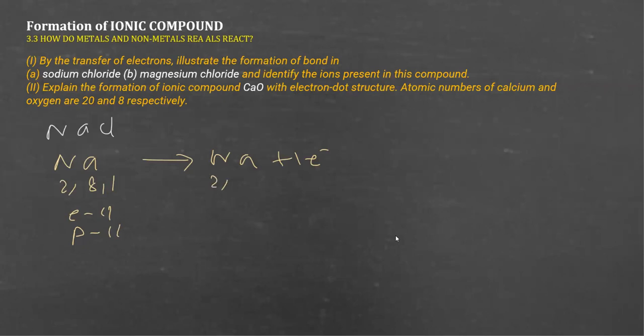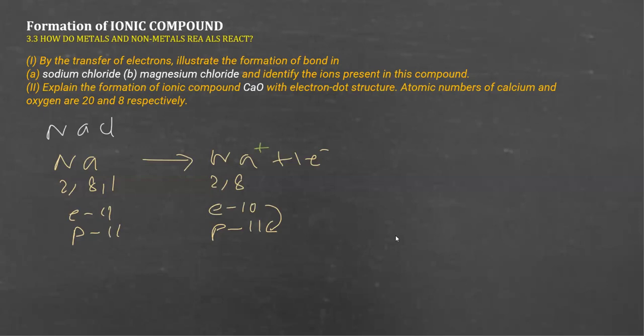Now, after losing the electron, its configuration will be 2, 8, where 2 electrons are in the first shell and 8 electrons in the second shell. After losing an electron, obviously it will have 1 electron less than the atom of sodium, but the number of protons never changes. In any chemical reaction, the number of protons does not change. Now, you can see that it has one more proton than the number of electrons, so it will carry 1 unit of positive charge. So we'll be writing 1 unit of positive charge over here.